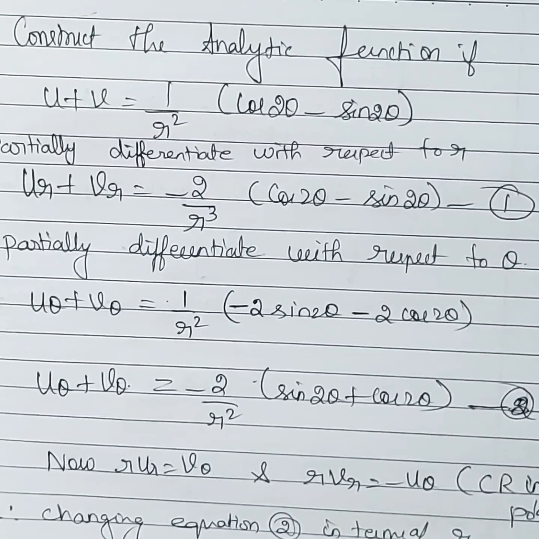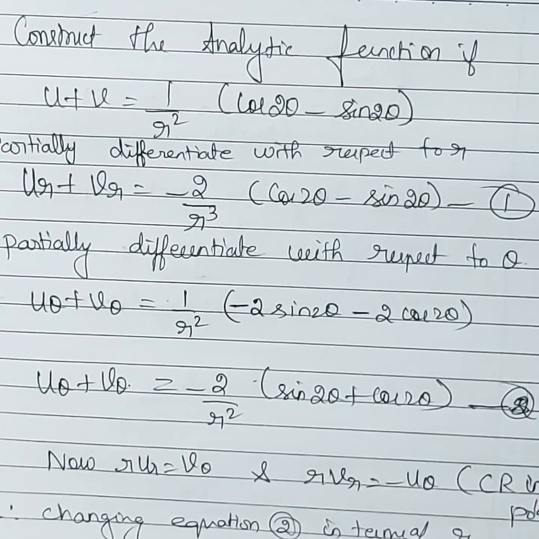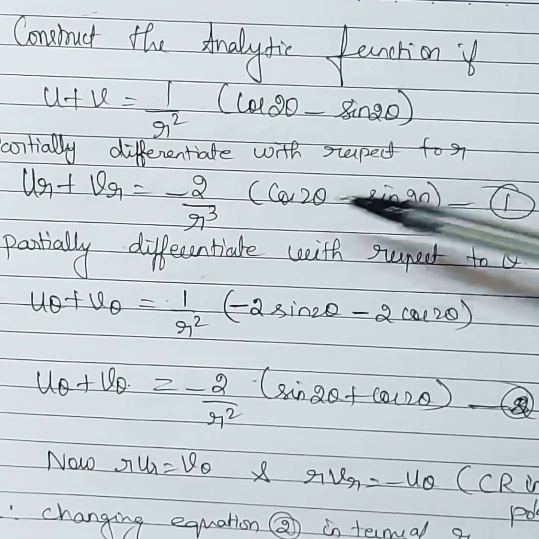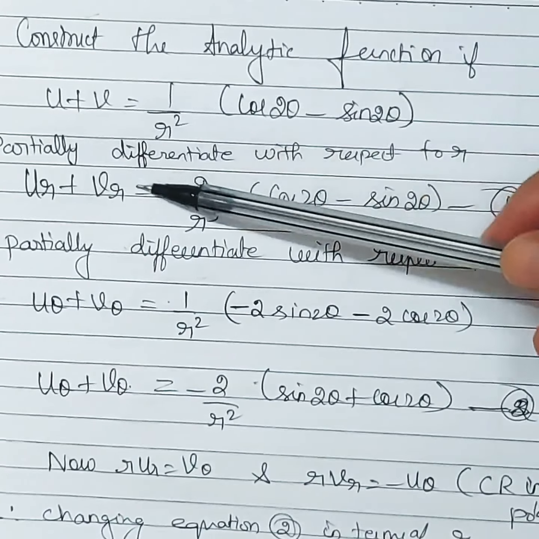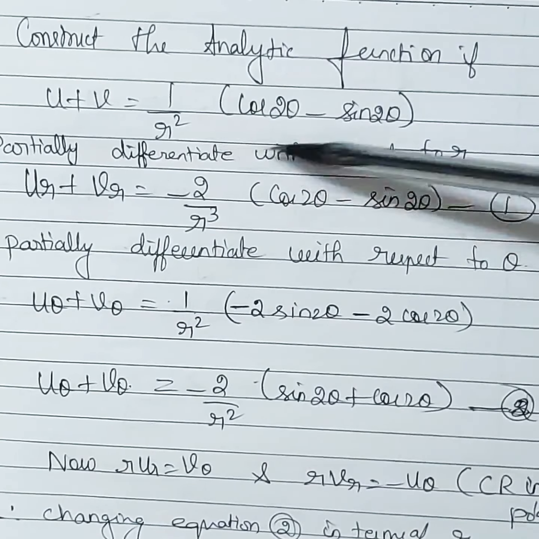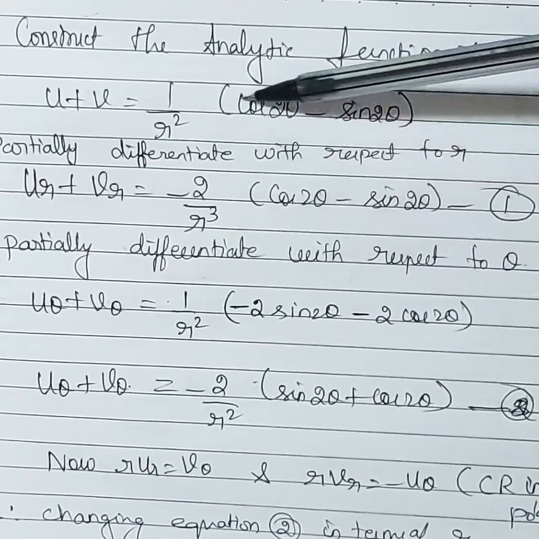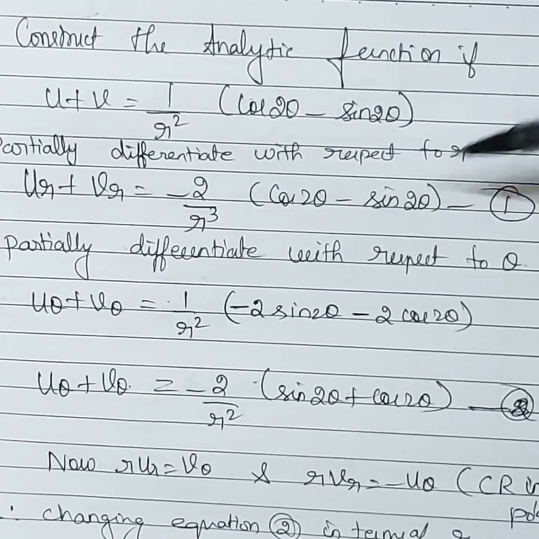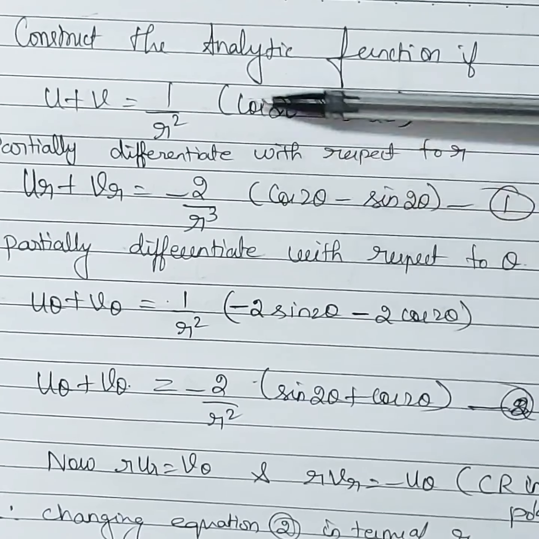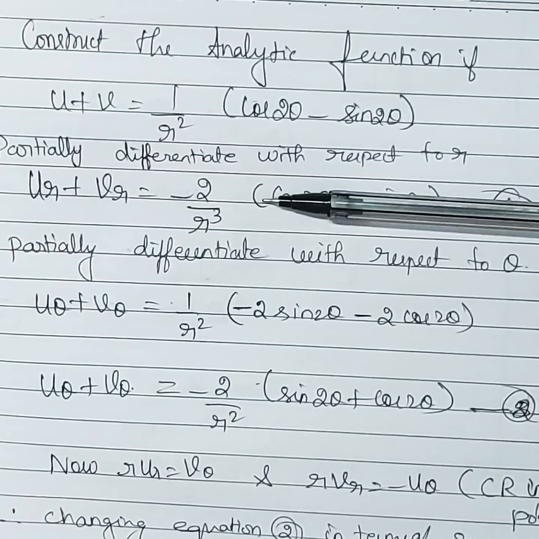So first what are we going to do? Partially differentiate with respect to r. So I will get u_r plus v_r. We are going to differentiate only the r term, so this completely is a constant. The multiplication of that I have written as it is, and this term I have written as it is.